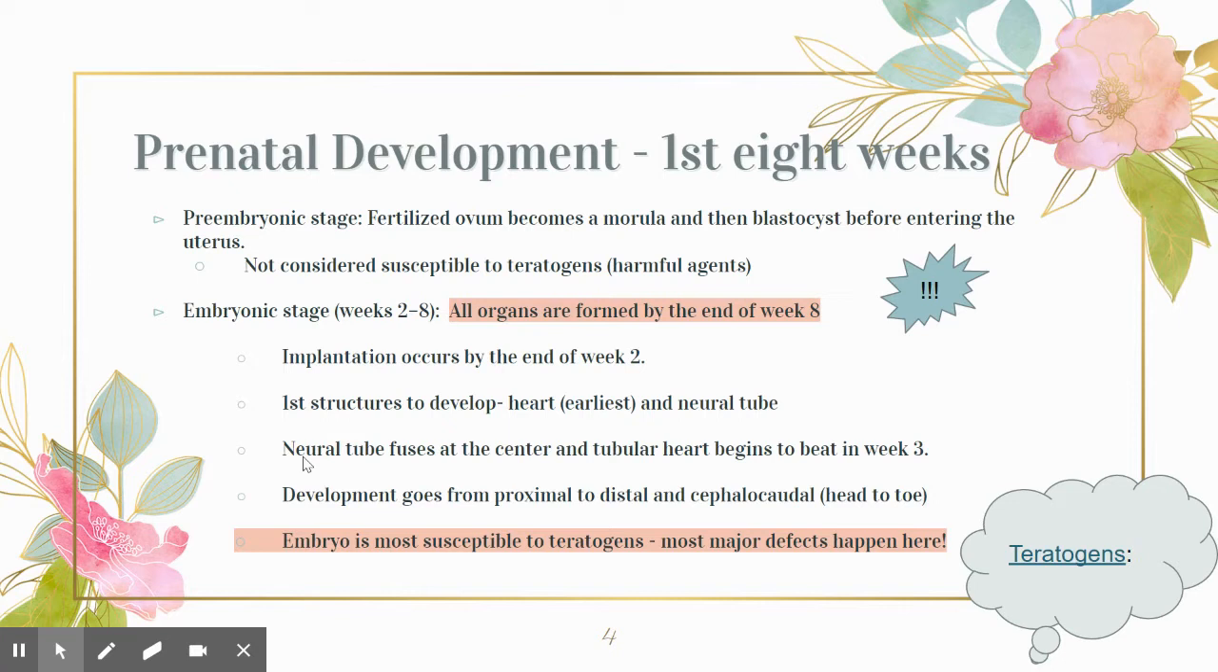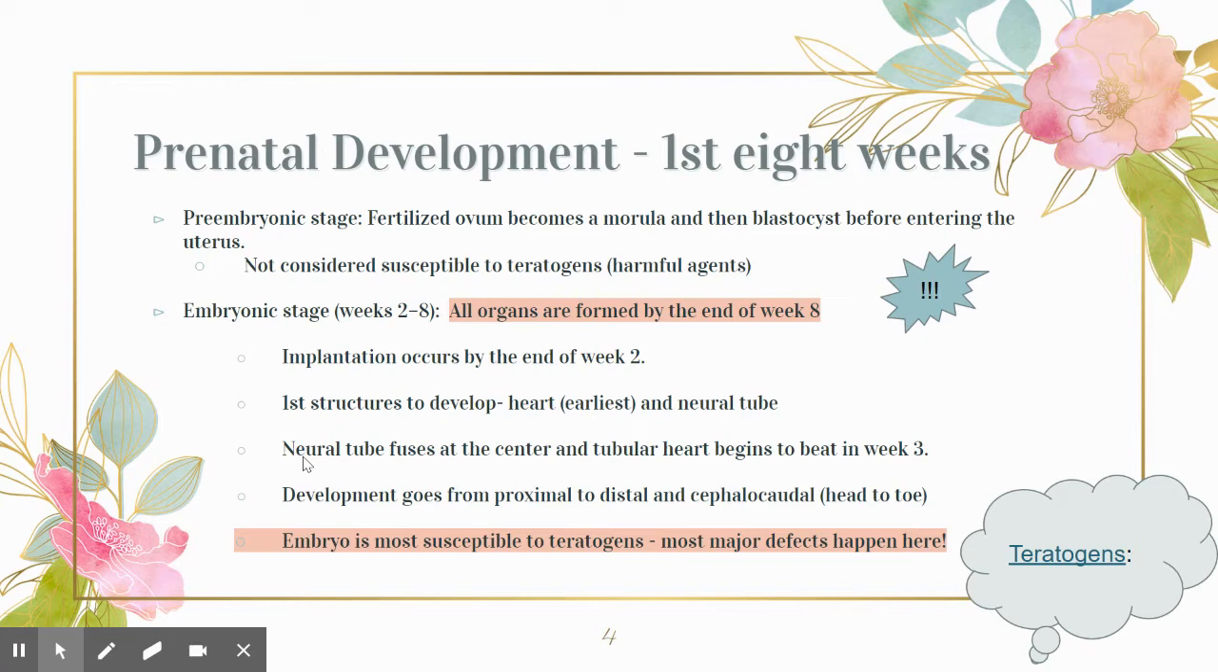After that first week, in weeks 2 through 8, we enter the embryonic stage. All organs are formed by the end of week 8. You'll see I've highlighted that and put some exclamation points, and that's because this is when all the structures start to develop and become what they should be. Implantation occurs by the end of week 2. It really begins at about day 7 or 8 and then becomes complete.